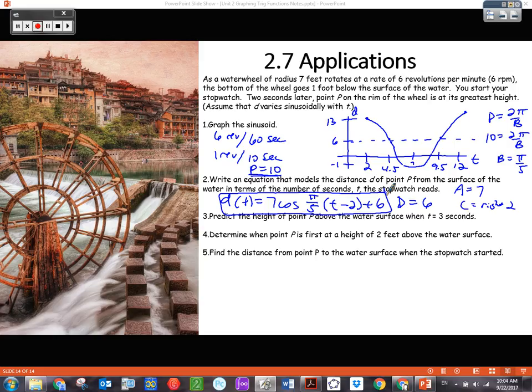So notice we graphed it from the context. We looked at our graph and we wrote the equation. Is everybody okay with that? Okay, so now we're going to use the equation like we did in the last lesson to answer questions. They're going to ask us various questions about certain things. So let's look and see what the first question is. Predict the height of the point P above the water surface when t is 3.